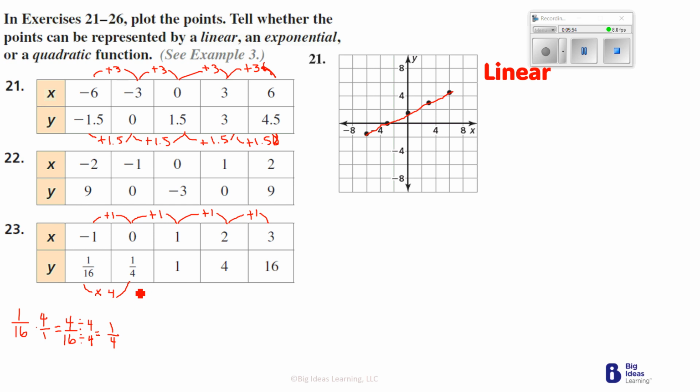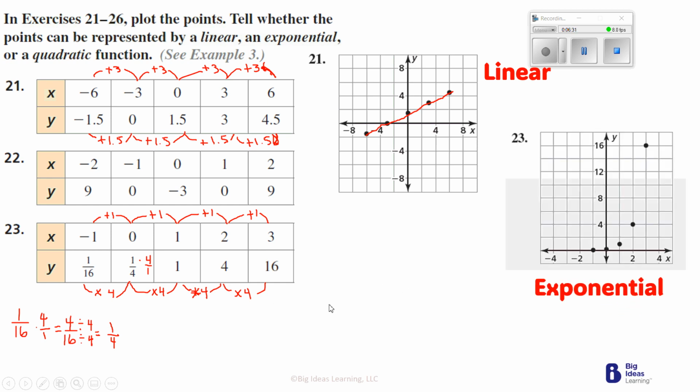And this is also multiplied by 4, because 1 over 4 times 4 over 1 gives 4 over 4, which is 1. And then from 1 to 4, we're multiplying by 4 again. And 4 times 4 gives us 16. So since we're multiplying and not adding, this is going to be exponential growth, exponential. All right, let's move on.